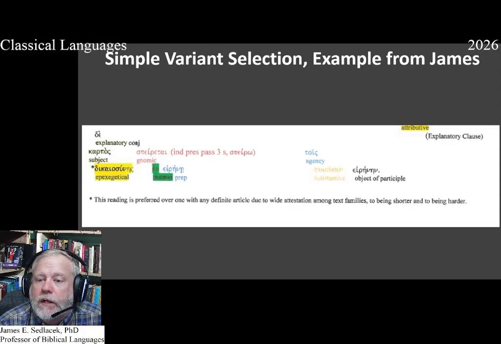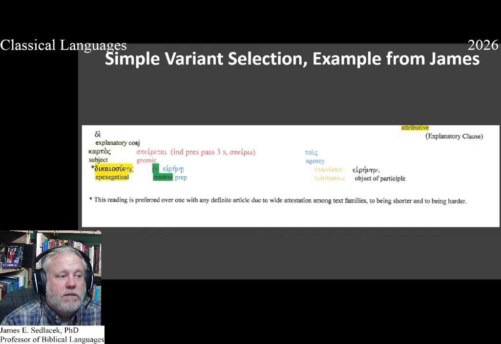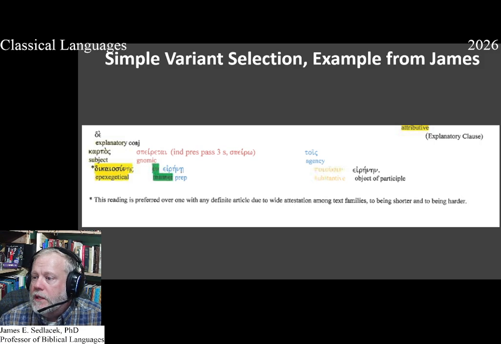But this reading is preferred over one with any article due to wide attestation among the families. So I could find Alexandrian, Western, Caesarean, and Byzantine texts that did not have an article. And it's also shorter, by one article, not much. And then it's also the harder reading, because you expect an article on this word, since it's usually referring to a specific righteousness. The fact that here it's not is a little bit rare.